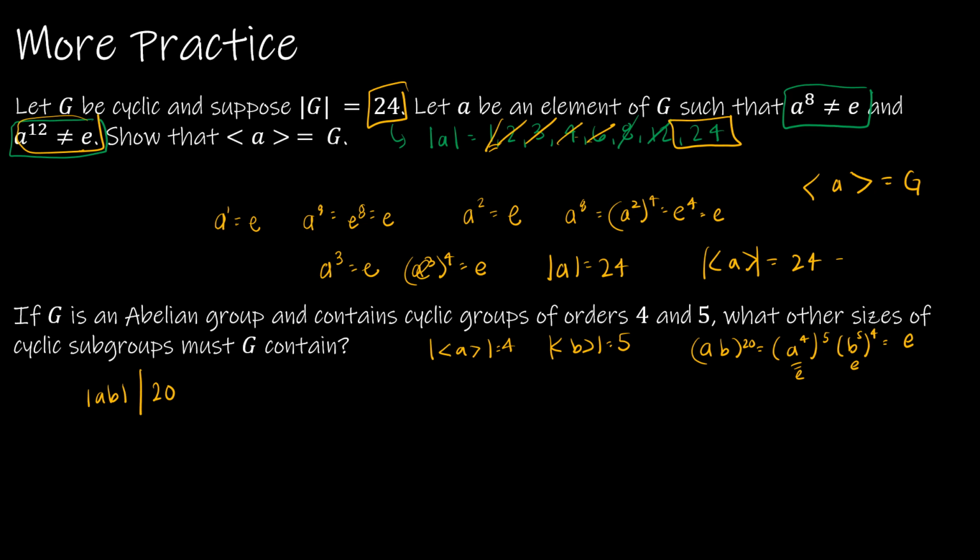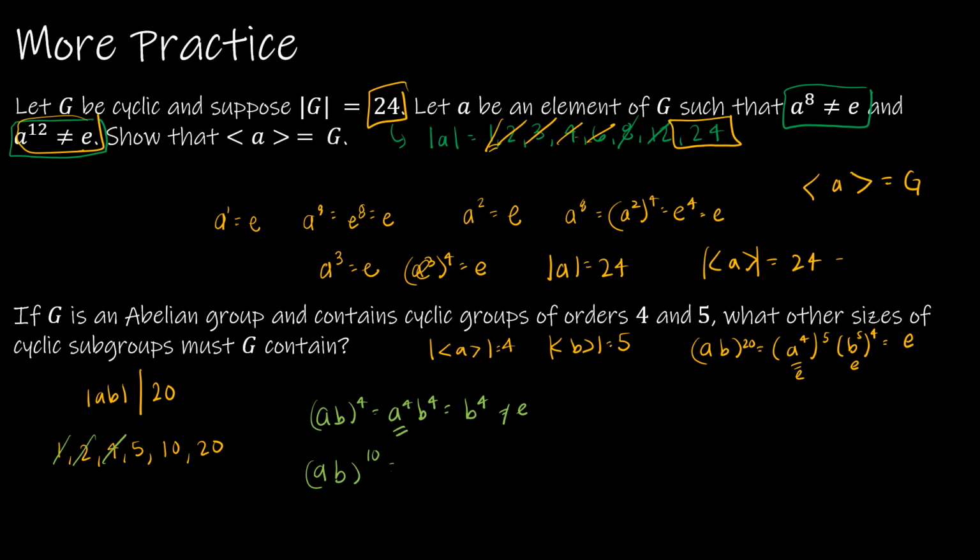So if we look at numbers that divide 20, just like we did above, 1, 2, 4, 5, 10, and 20. So let's start by looking at 4. If we said AB to the 4th, well, that's the same as A to the 4th, B to the 4th, but A to the 4th is E, so that's B to the 4th, but that doesn't equal E. So it can't be 4. And in fact, it can't be 4 or 2 or 1, because those are the divisors, right?